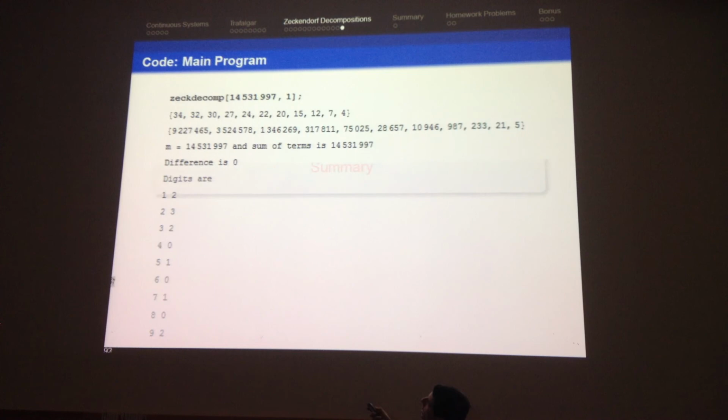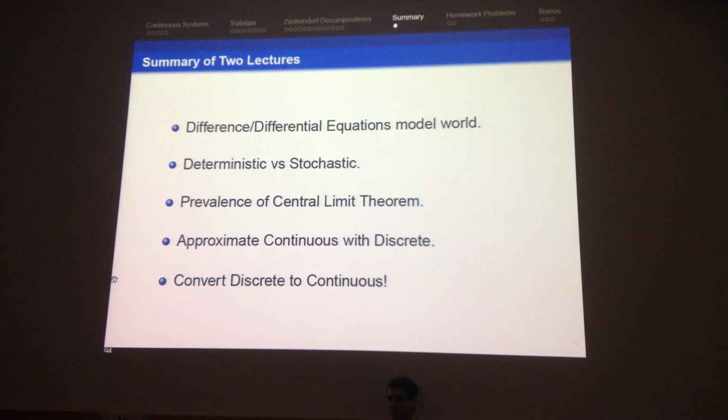So just in summary, we've seen differential equations do a really good job of modeling the world. There's a huge interplay between deterministic, which is easy and fun to deal with, and stochastic, which is much harder but more accurate. And so this is where the probability really comes into play, is having processes that are not deterministic that depend on events.